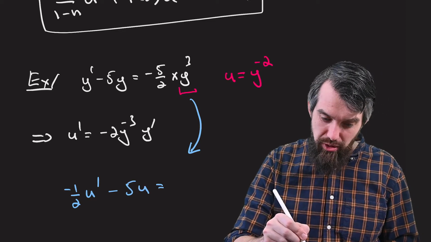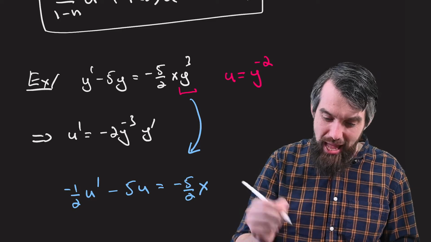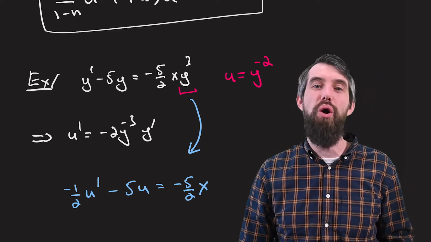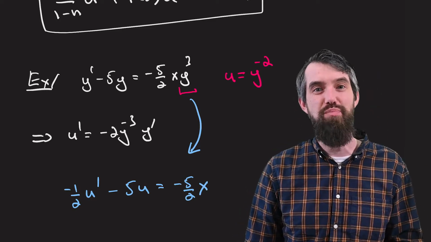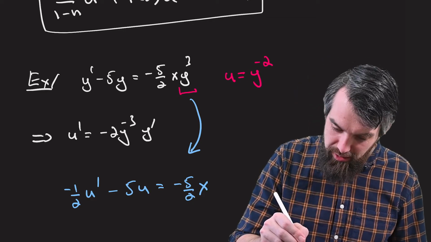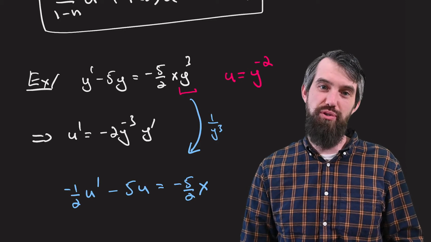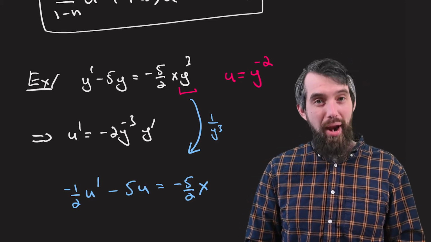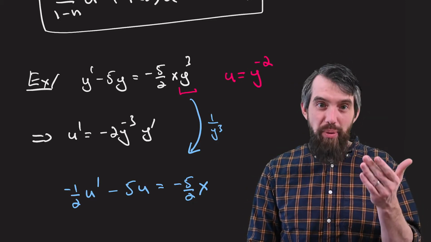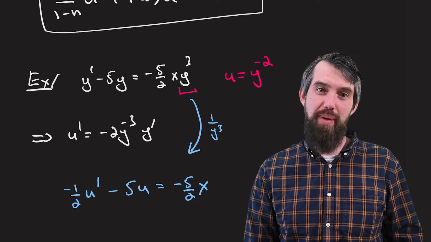And then this is going to be equal to minus 5 halves times x, and now there's no longer a y cubed. I've divided the entire equation by y cubed. Maybe I'll put that in explicitly, that I was doing a 1 over y cubed and changing to u's when I did this. And what I have now is an example of a first order linear equation, as we expected.